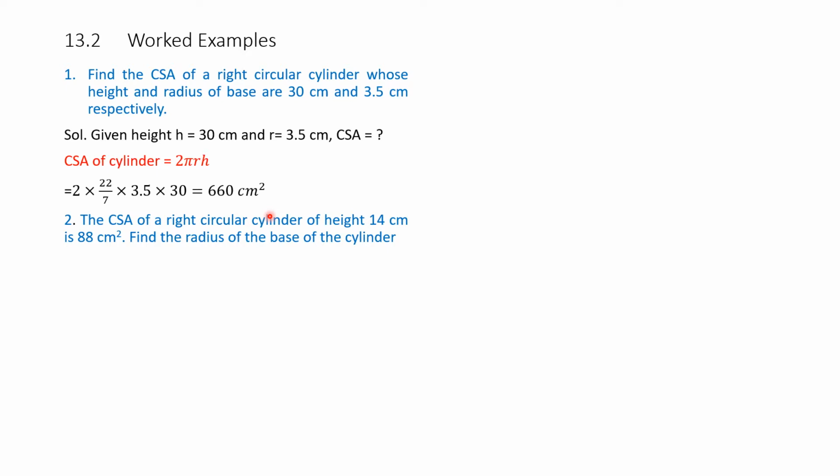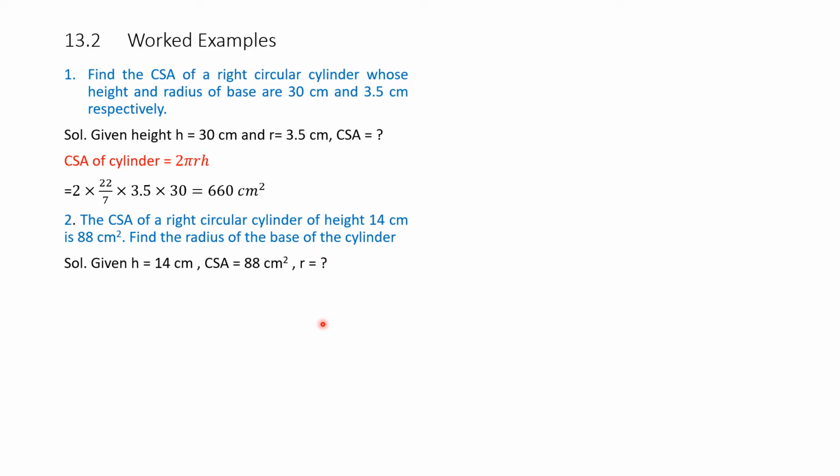Problem number 2. The curved surface area of a right circular cylinder of height 14 cm is 88 cm square. Find the radius of the base of the cylinder. Here, the curved surface area is given as 88 cm square and the height of the cylinder is given as 14 cm. We are required to find the radius of the base. Let us solve it.